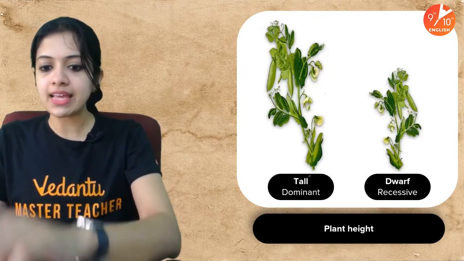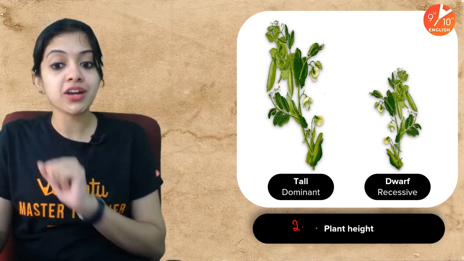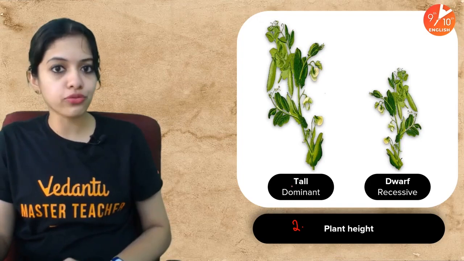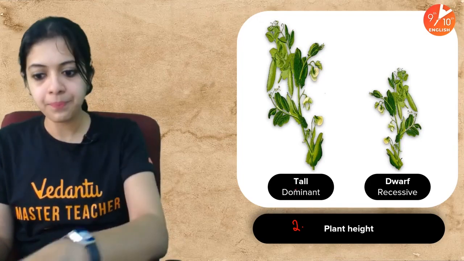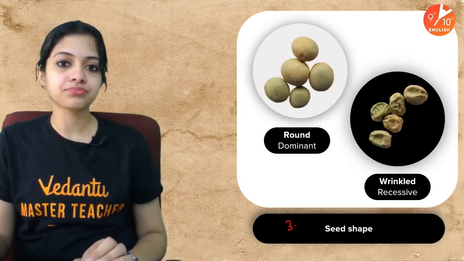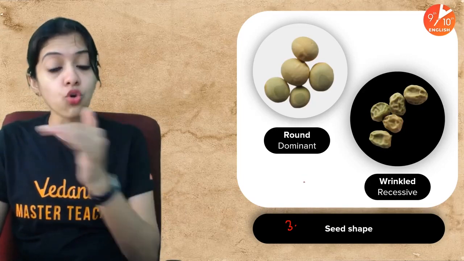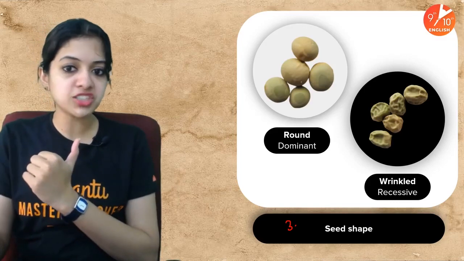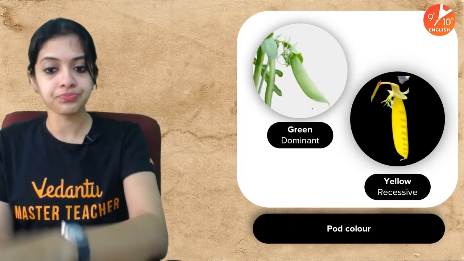Okay. The second character that Mendel studied was plant height. The contrasting traits of plant height were tall and dwarf. And he noticed that tall was dominant over dwarf. Okay. And thirdly, seed shape. Pea seeds could either be round, which was dominant over the recessive trait, which is wrinkled. Okay, look at the shape and you will understand what I mean by it. The seeds of the garden pea plant.